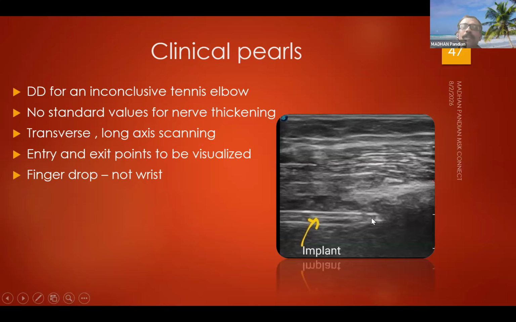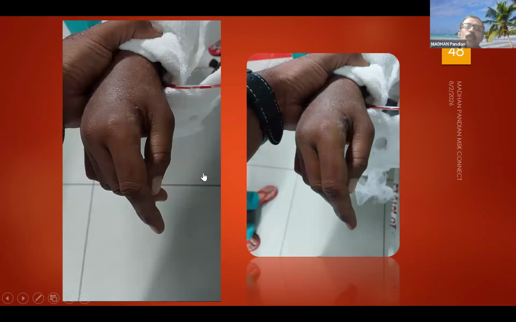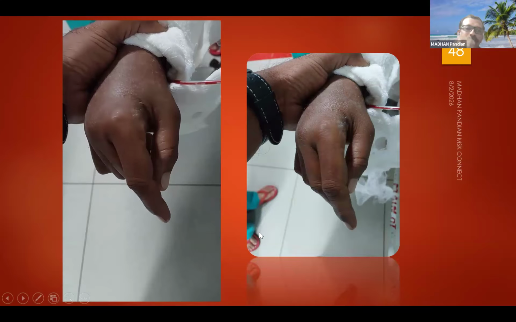This is a patient who had a Galeazzi fracture for which an implant was done 3 days back, and plating was done. There was a supinator there, and the close-by posterior interosseous nerve was getting entrapped with a screw. This is how it looks. The patient does not have a wrist drop, and there is a finger drop. See this?